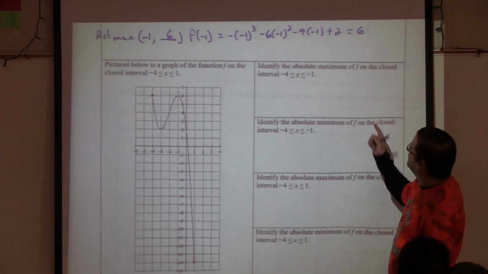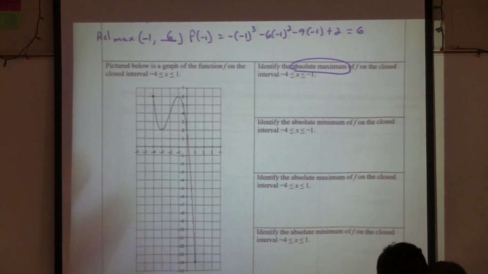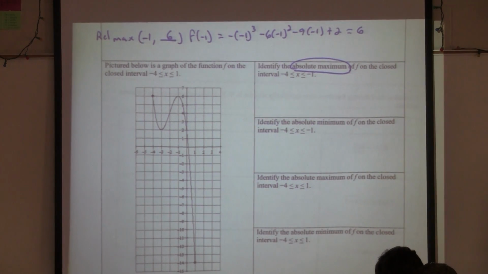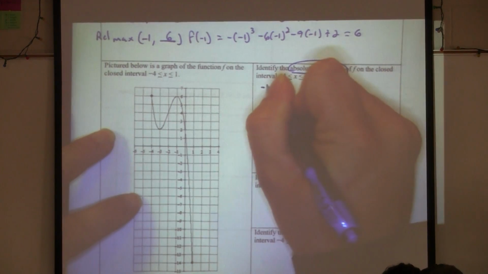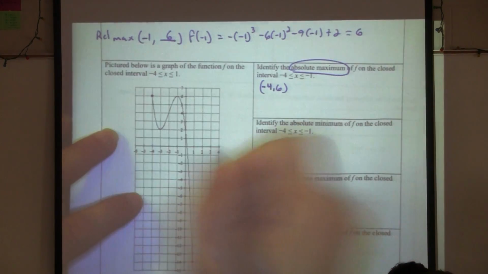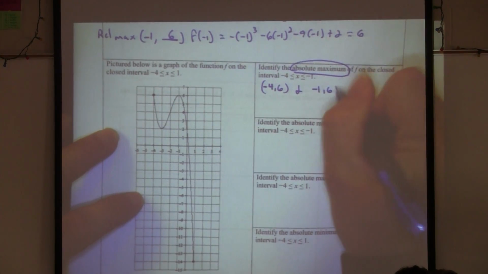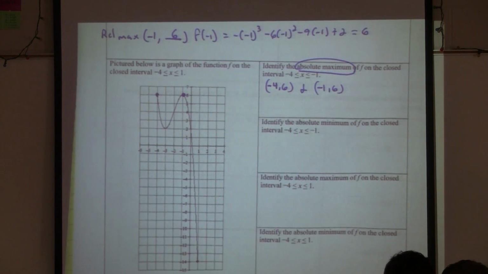The first problem says identify the absolute max on the closed interval -4 to -1. So what would you call the absolute maximums there? What are we gonna write? Points, x's, y's? Points, very good. So what would be the points? -4, 6, and -1, 6. -4, 6. Okay, this one up here? Yeah. And which other one? -1, 6. Oh, okay, so this one and this one are the absolute maximums? Okay, cool. How about which ones are the absolute minimums? How about 1, -14?